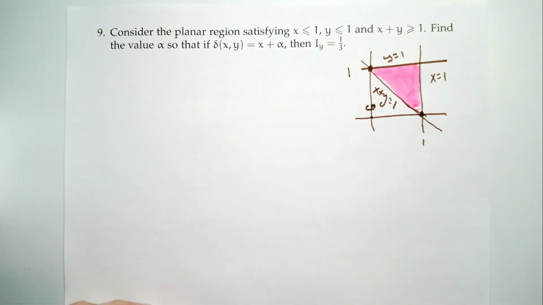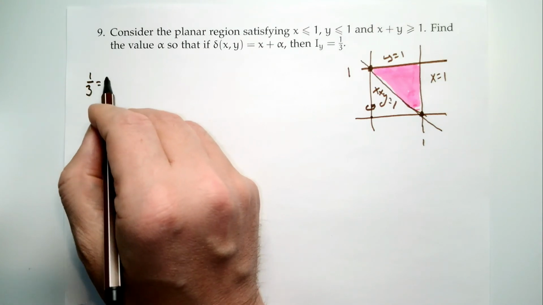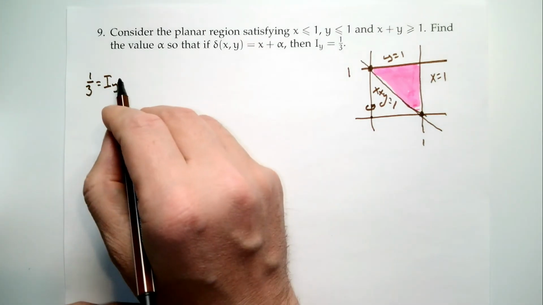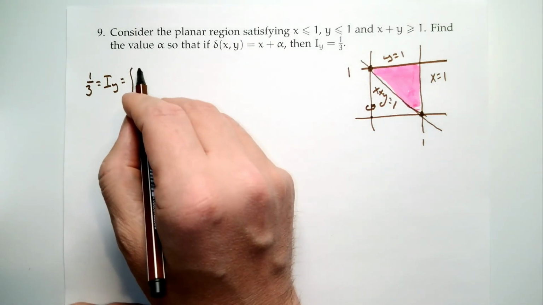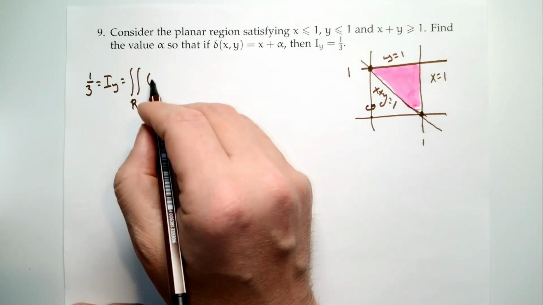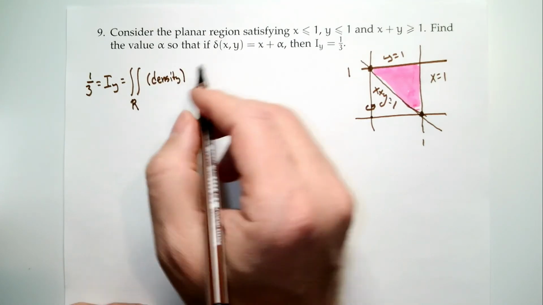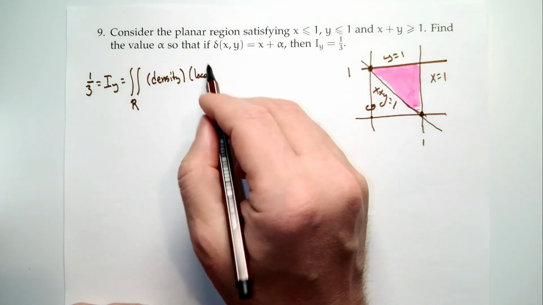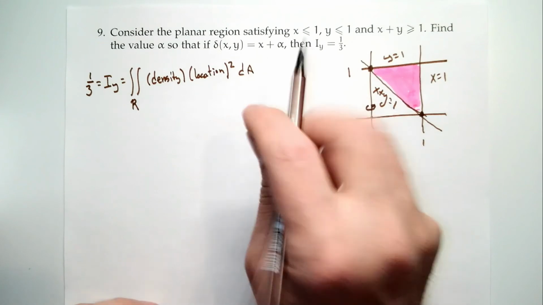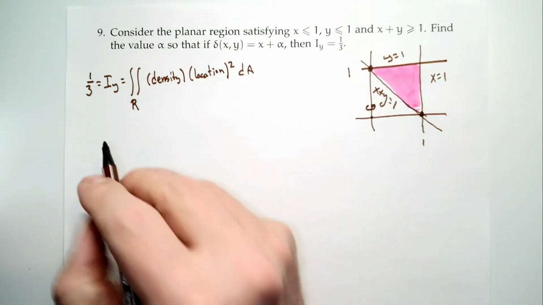So where do we start? Well, we know that 1/3 equals our inertia. Well, integral over, so this is the integral of our region. And again, we have our pieces. We have our density, and we have our location, which again, location is just a fancy way of saying distance, dA. So the mass square of distance.